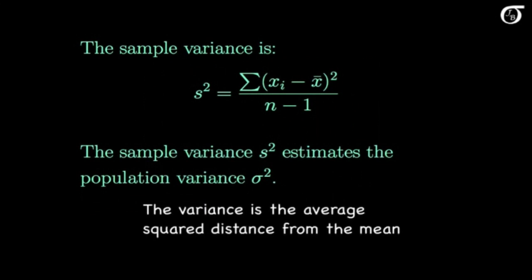We can think of the variance as the average squared distance from the mean. The units of the variance are the square of the units of the variable. So if we are taking measurements in meters, then the variance has units of meters squared. To get back to the same units as the variable, we often take the square root of the variance. Let's look at that.